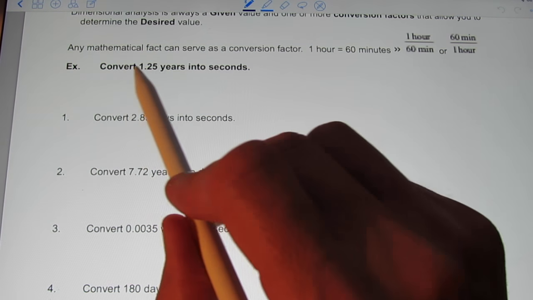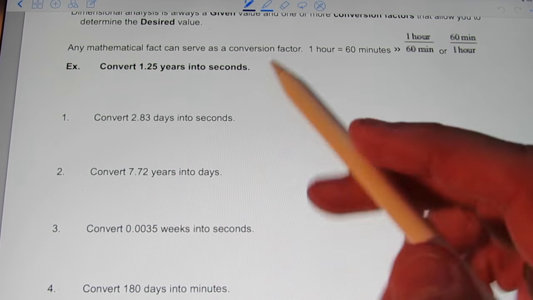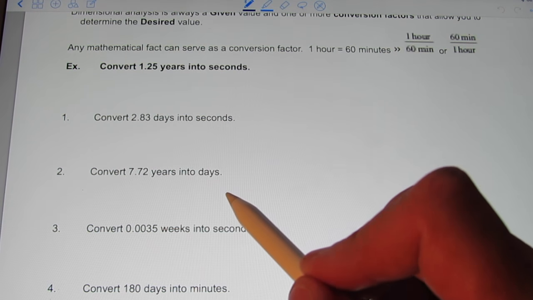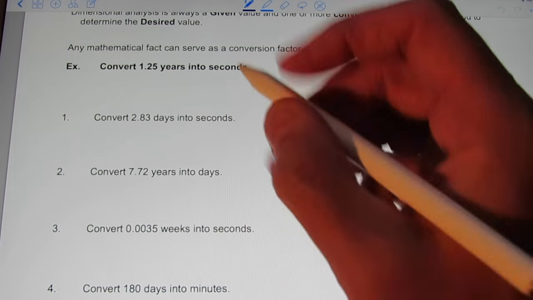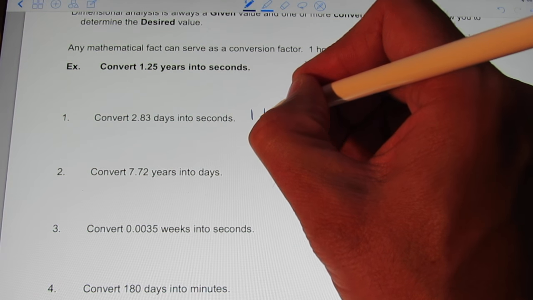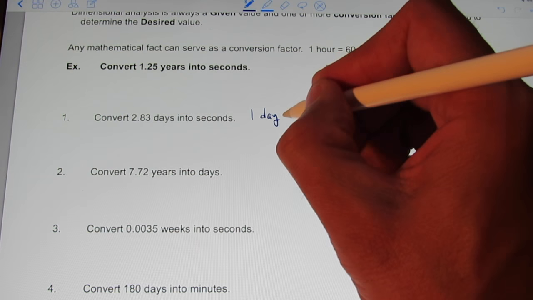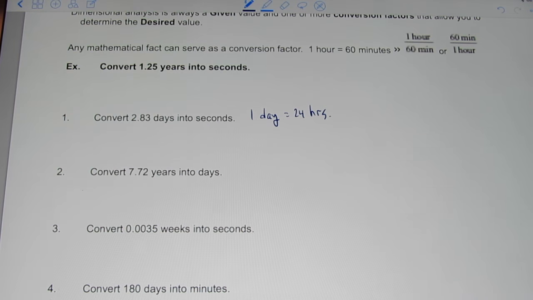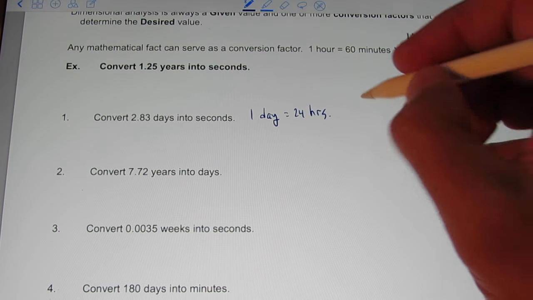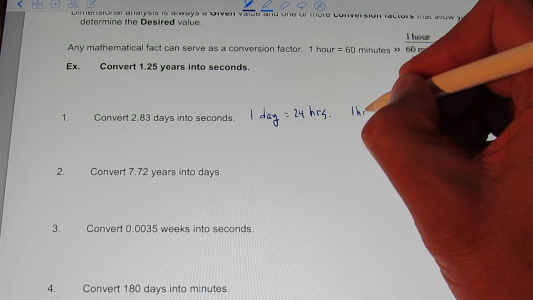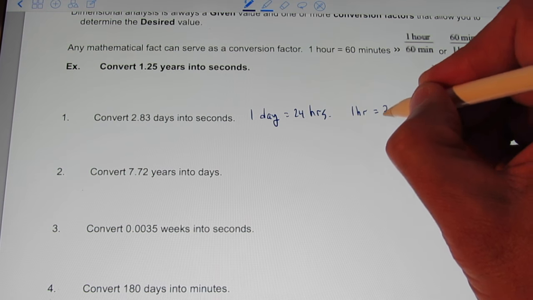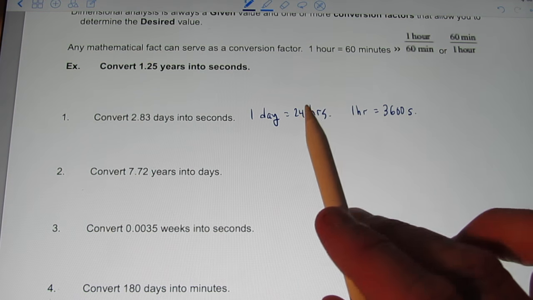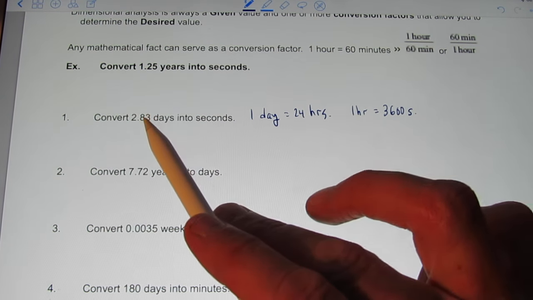So before we do this one here where I want to convert 1.25 years into seconds, let me do one that's a bit easier. Let's convert 2.83 days into seconds. Now of course we know that one day consists of 24 hours. So that's a conversion factor that we're going to use. And don't we know that 1 hour consists of 3,600 seconds? So I'm going to use these two conversion factors in completing this problem.